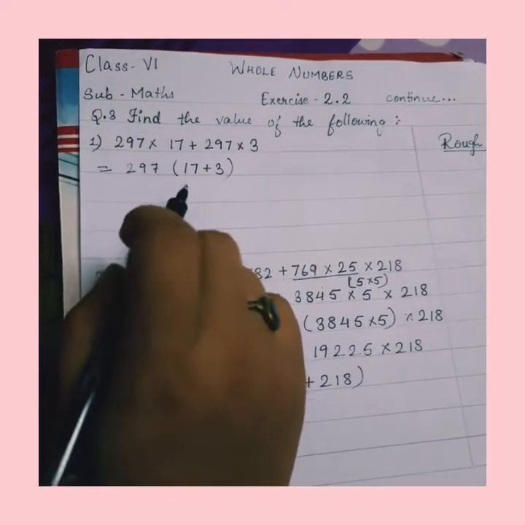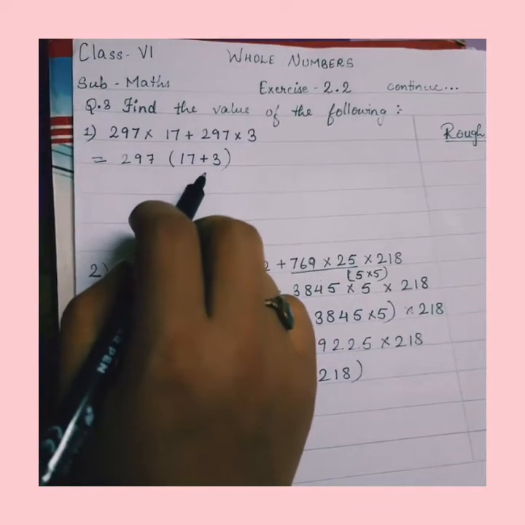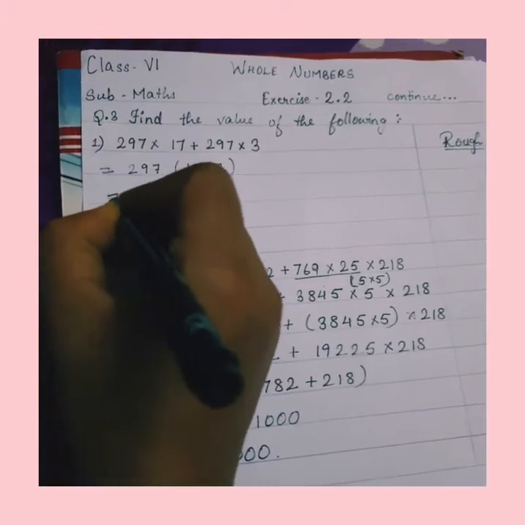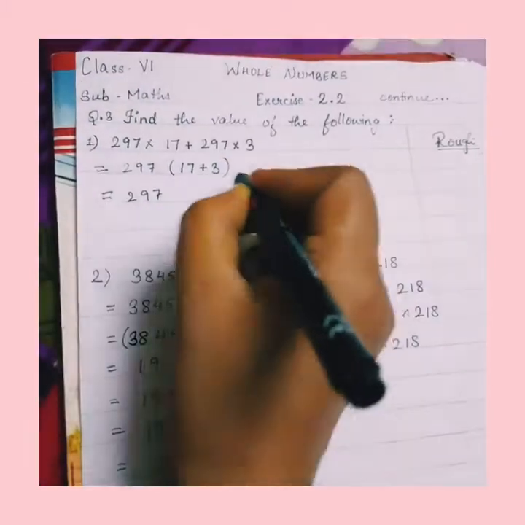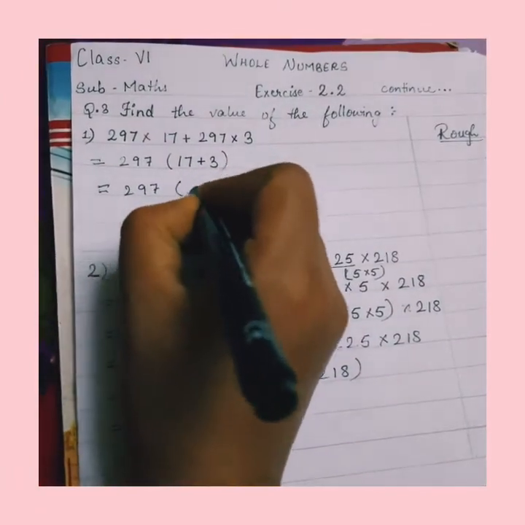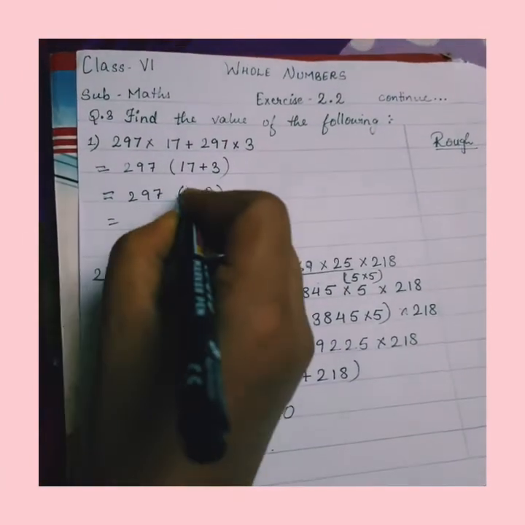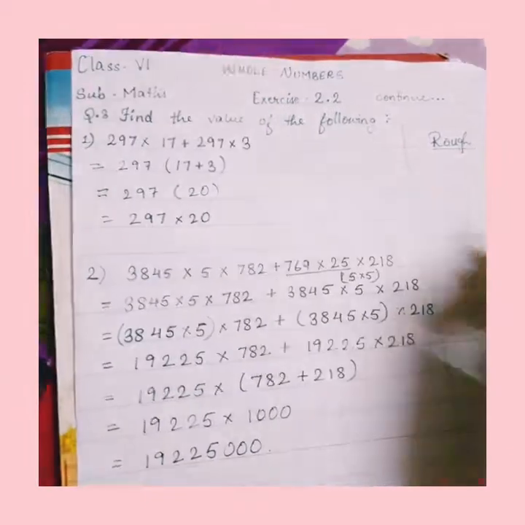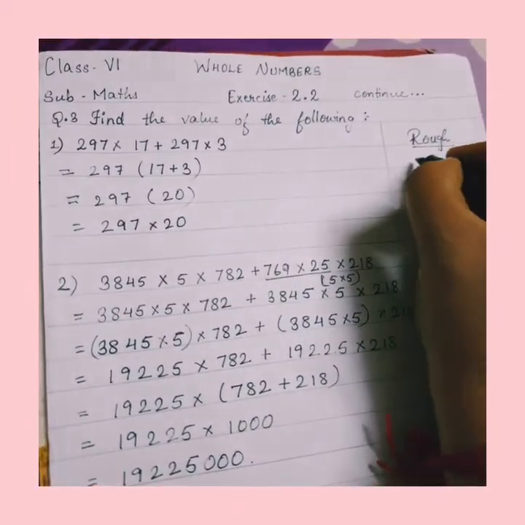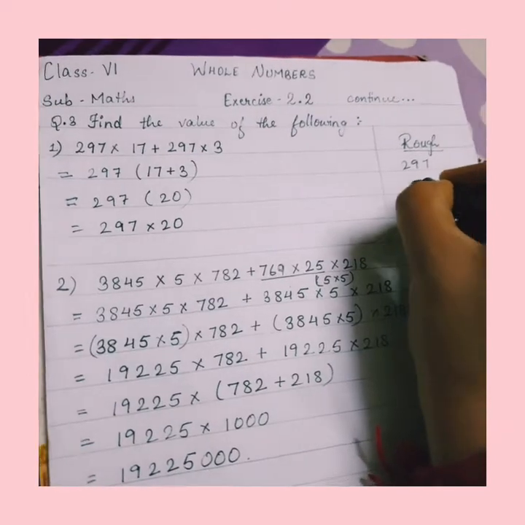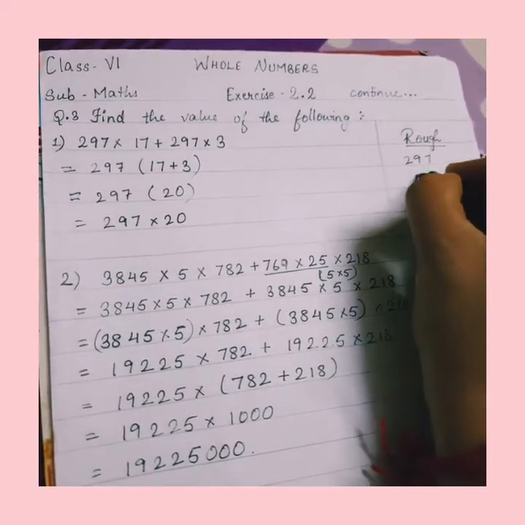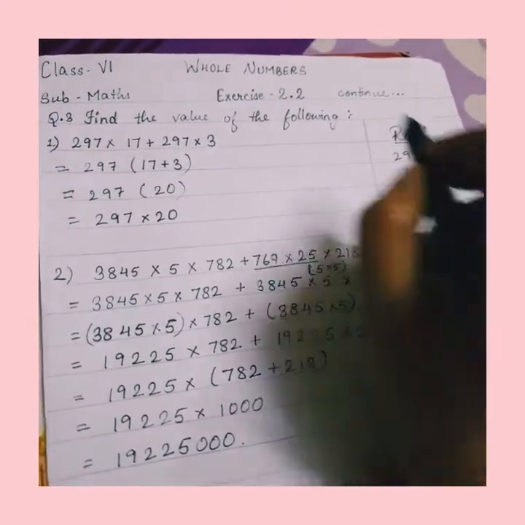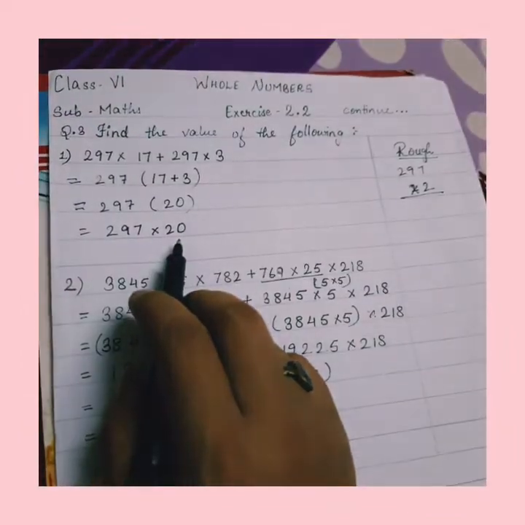For what are we doing the opposite? To get the 0 at the end of this number. So 297 will be copied as it is, and then 17 plus 3 will be 20. And as we know, bracket means multiplication, so 297 will be multiplied with 20. That you can solve in the rough column, 297 multiplied with 20. For that you can do one thing, you can only multiply the number with 2 and put 1 zero at the end, because 0 is there in the 20.